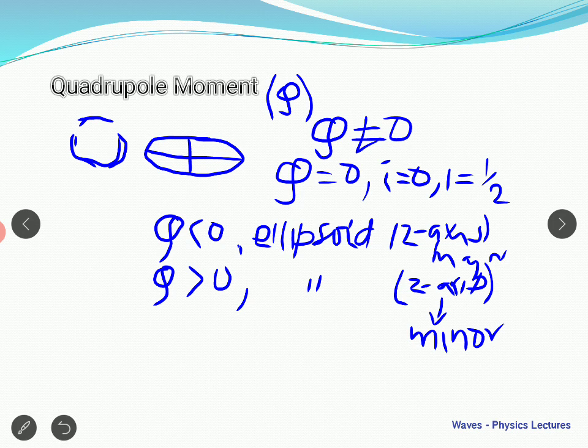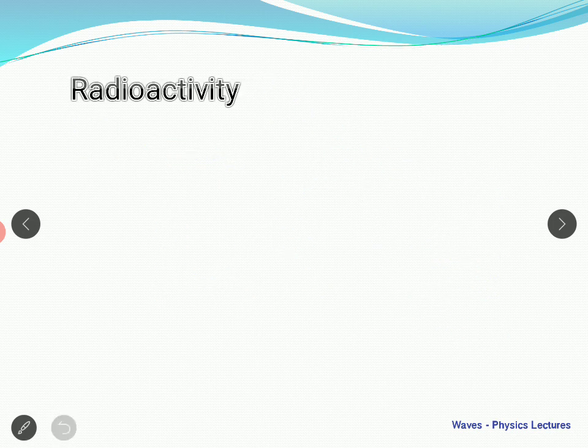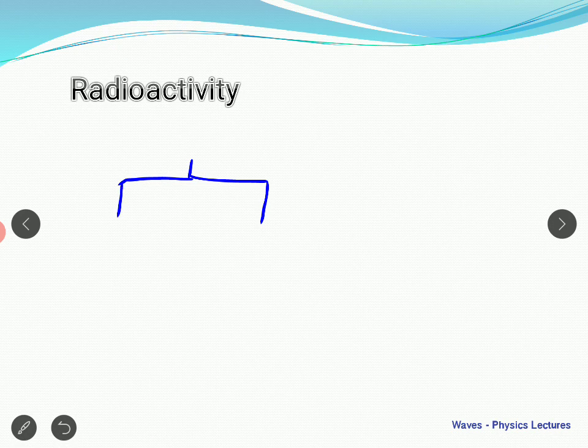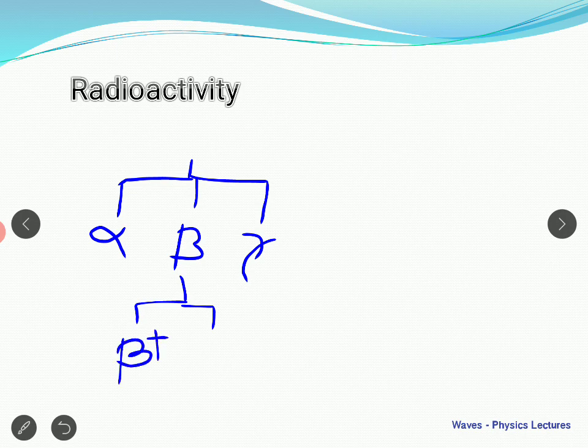Nuclear physics talks about radioactivity also. Radioactivity is a nuclear phenomenon, because we are talking about alpha, beta and gamma rays, and in beta we have the beta plus and the beta minus decay and electron capture and so on, but we are not going to discuss this in detail. Maybe in future classes we are going to study this. Right now let's just remember that radioactivity has only alpha, beta or gamma radiation. And in beta we can have a beta plus and a beta minus decay.